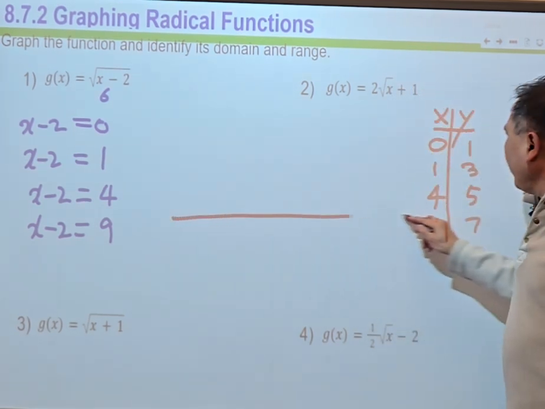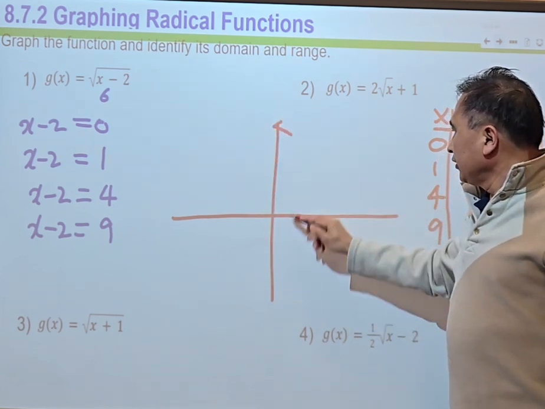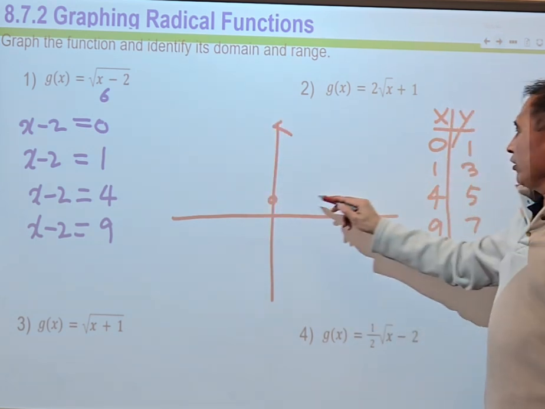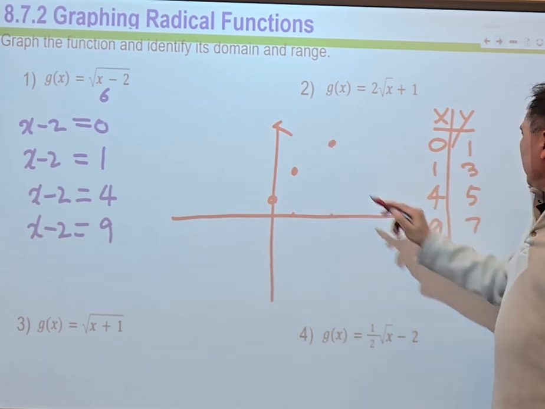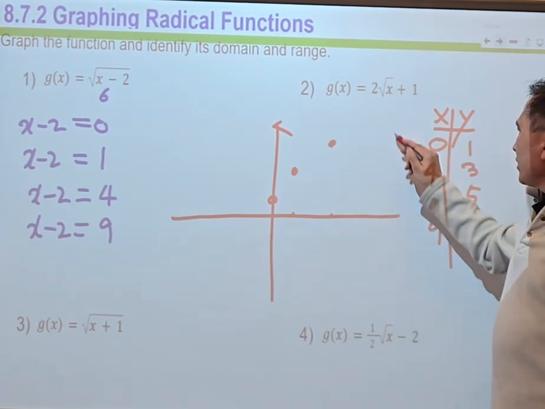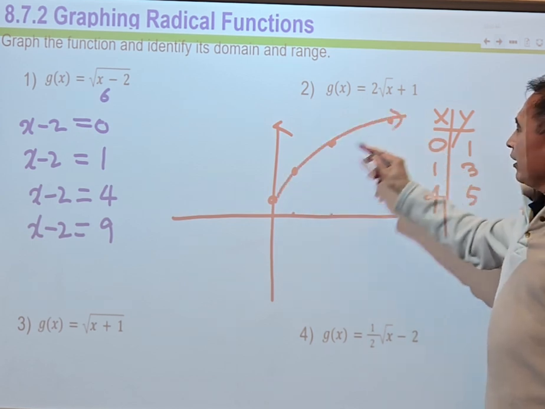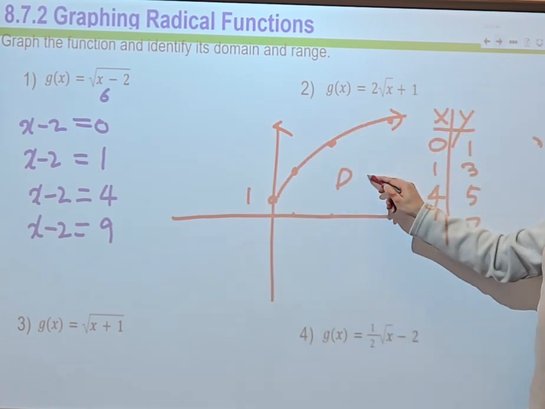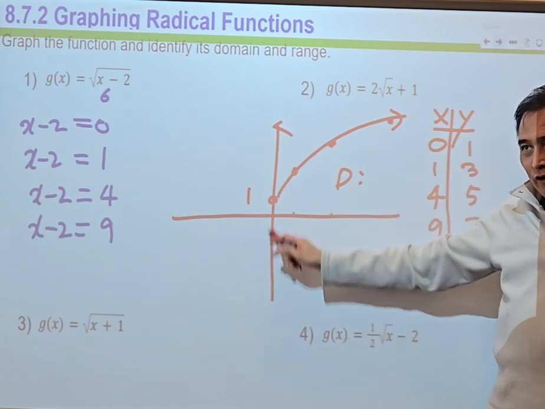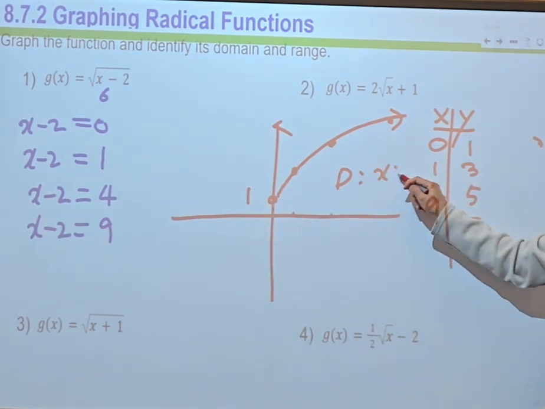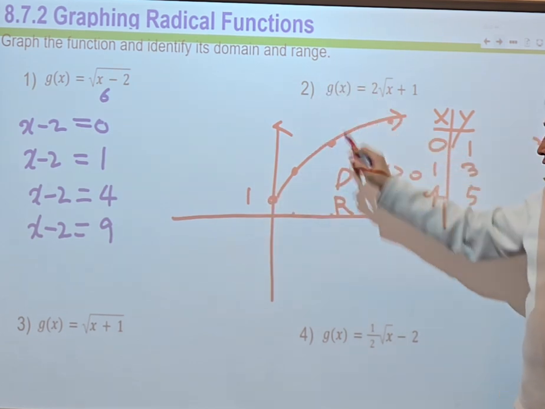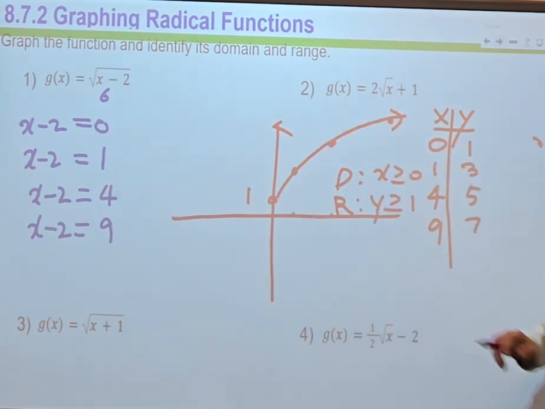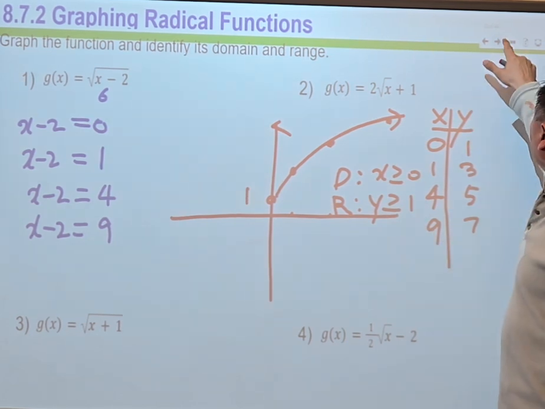Okay, so if we draw the graph, 0, 1 and 1, 3 and 4, 5 and then 9, 7. So graph something like that, and this is 1. So domain, x value right here, 0, bigger than or equal to 0. Range, y value bigger than or equal to 1, right? Y value bigger than or equal to 1. Everybody understand? Yeah, just one more, and we'll come back.